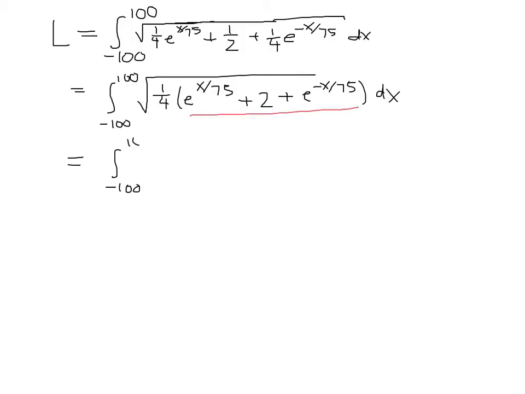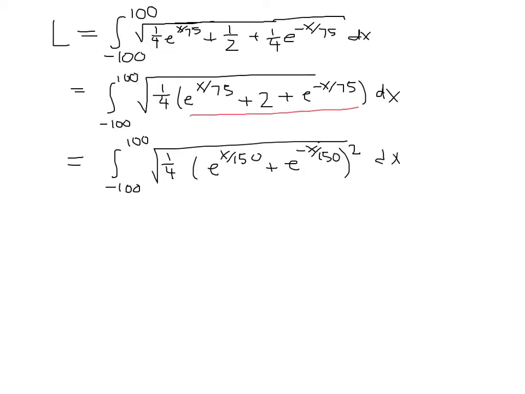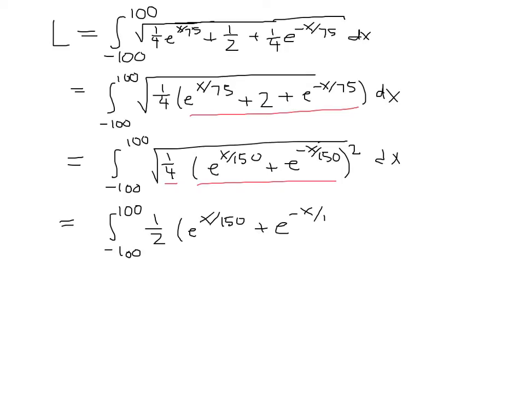Integral from negative 100 to 100, root 1/4. That will factor into e to the x over 150 plus e to the negative x over 150, squared. And now you can square root both the 1/4 and this expression, and that gives you the integral from negative 100 to 100 of 1/2 times e to the x over 150 plus e to the negative x over 150 dx.